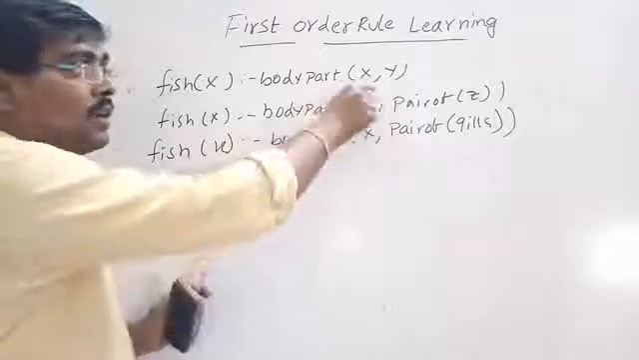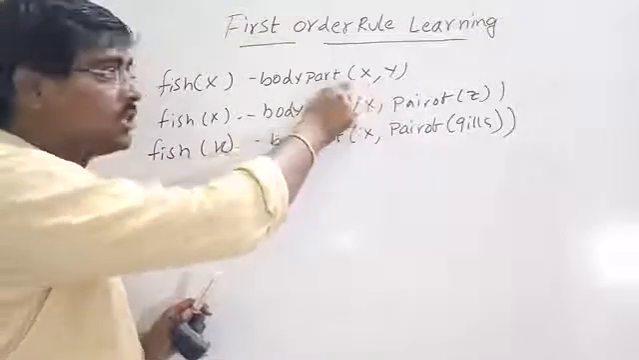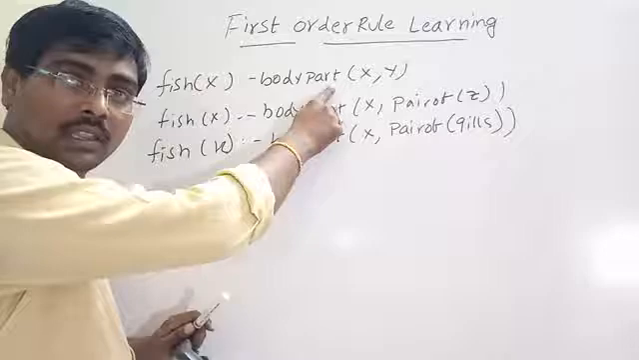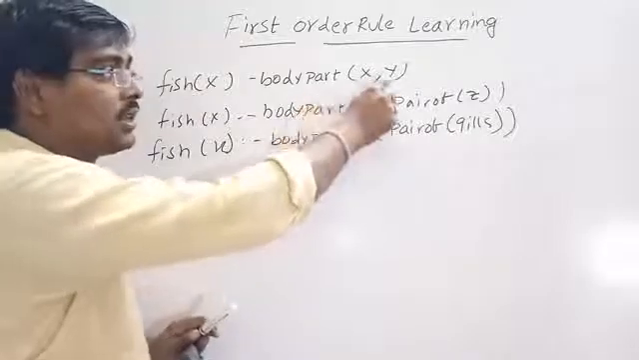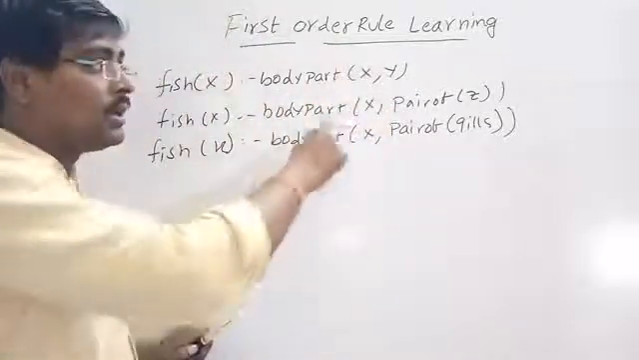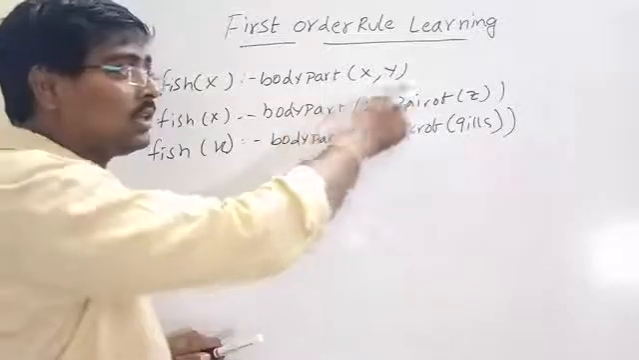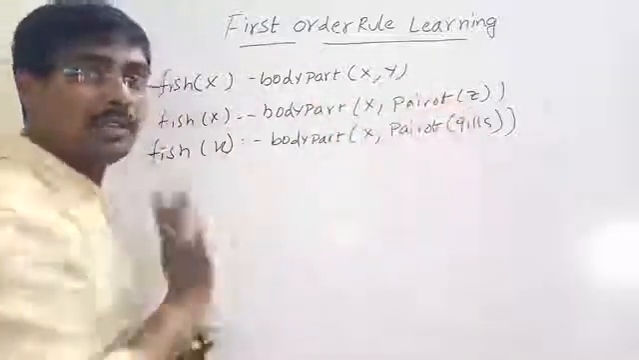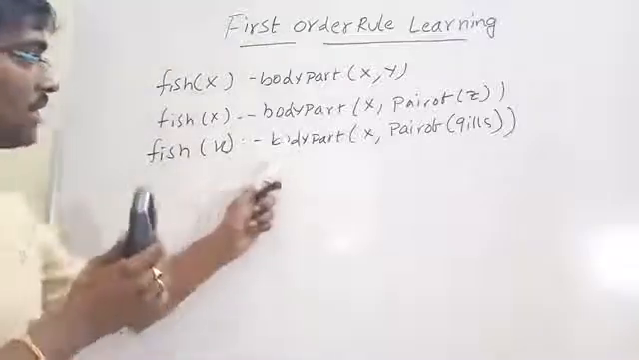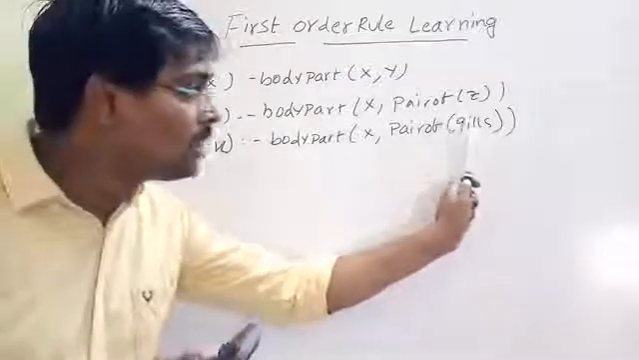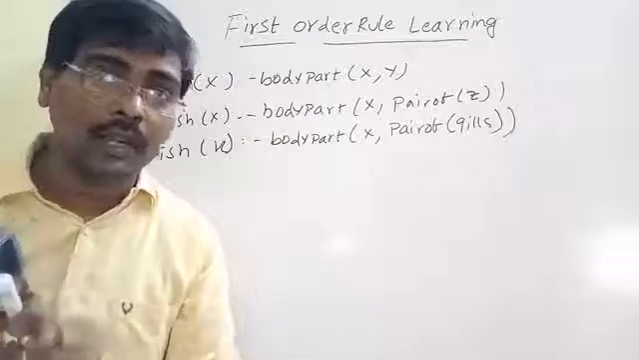See this one. The first part defines everything that contains a body part. This is a specialized version that defines everything that does not contain any body parts. It defines everything that contains the body part as the gills.